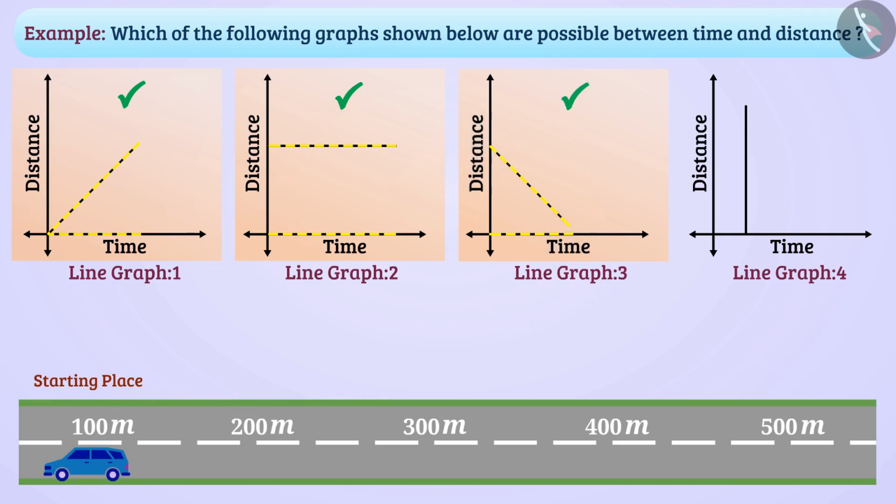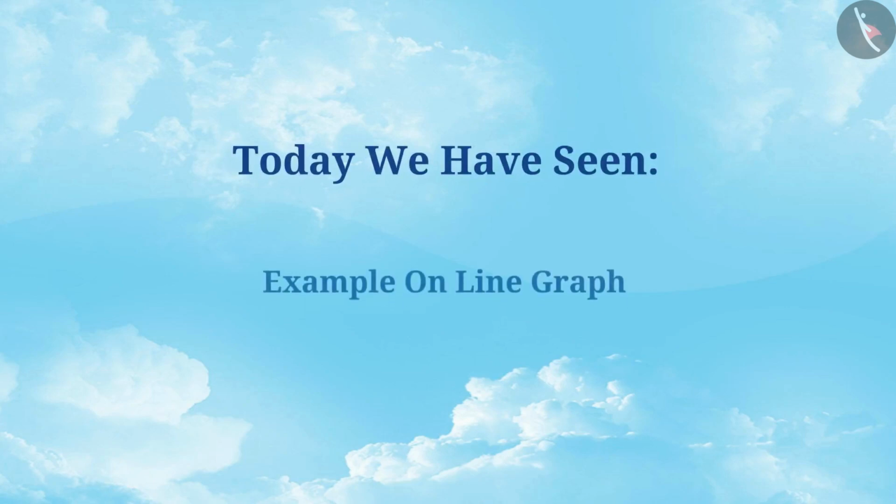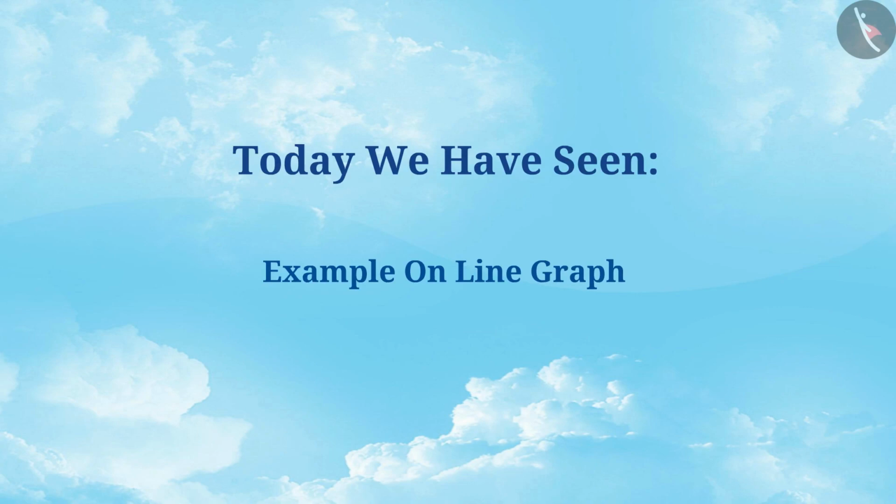Now, can you tell me what situation line graph 4 shows? In line graph 4, distance is increasing but time is constant. This is not possible. Therefore, there cannot be such a graph between time and distance. So today we have seen another interesting example related to line graphs.